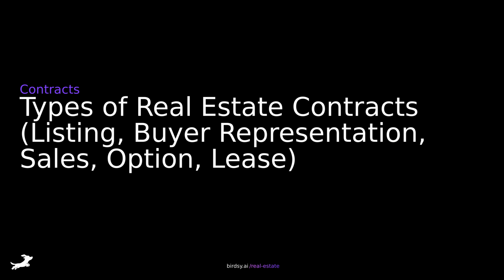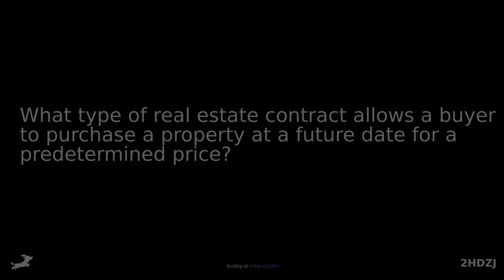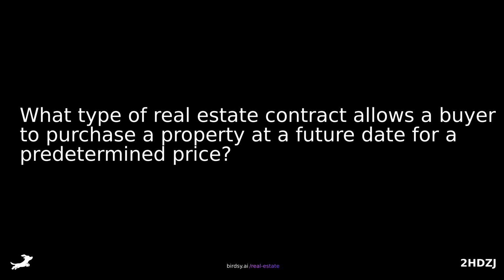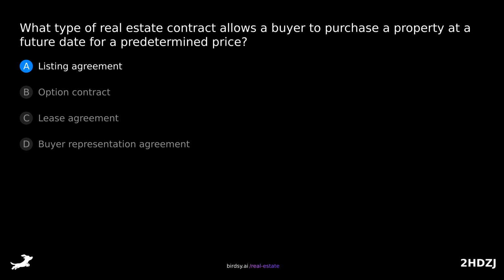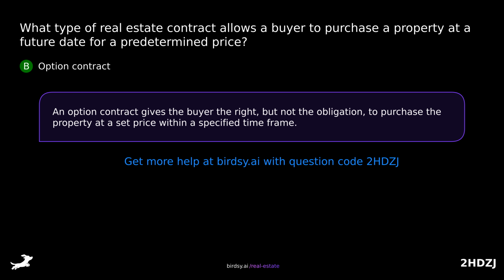Types of real estate contracts: listing, buyer representation, sales, option, lease. What type of real estate contract allows a buyer to purchase a property at a future date for a predetermined price? Is it A, listing agreement? B, option contract? C, lease agreement? Or D, buyer representation agreement? The answer is B, option contract. An option contract gives the buyer the right, but not the obligation, to purchase the property at a set price within a specified time frame.